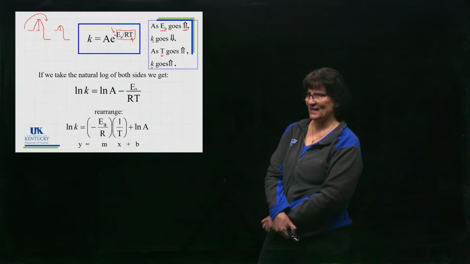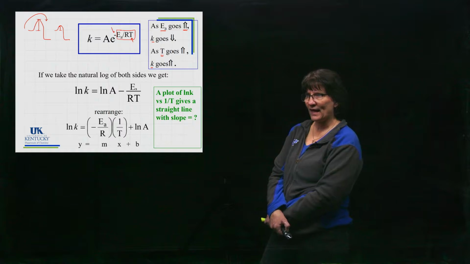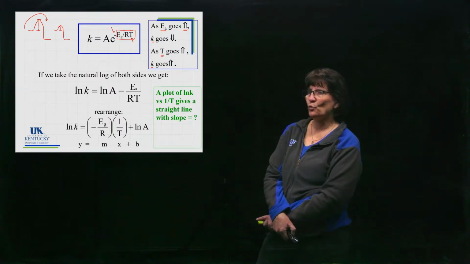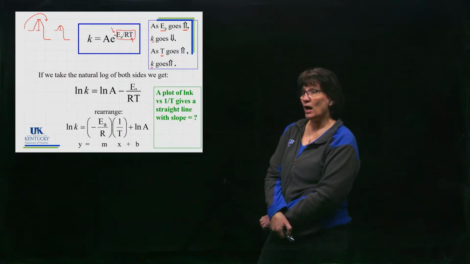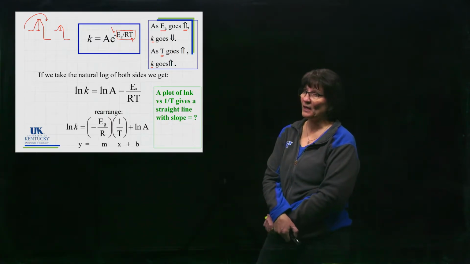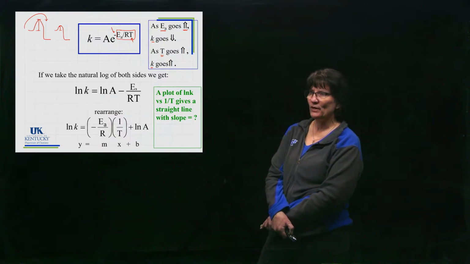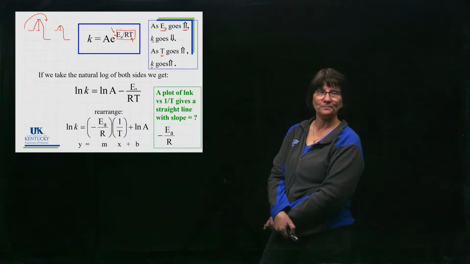So what does all that tell me? Tells me this. A plot of the natural log of k, that's my y-axis, versus 1 over T, that's my x-axis, will give me a slope. Now, which one of those is my slope? What would the slope be equal to? Well, it'd be equal to negative E sub a over R.